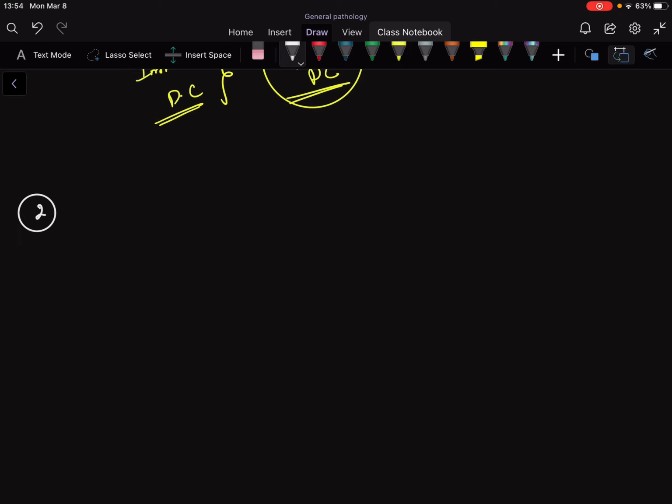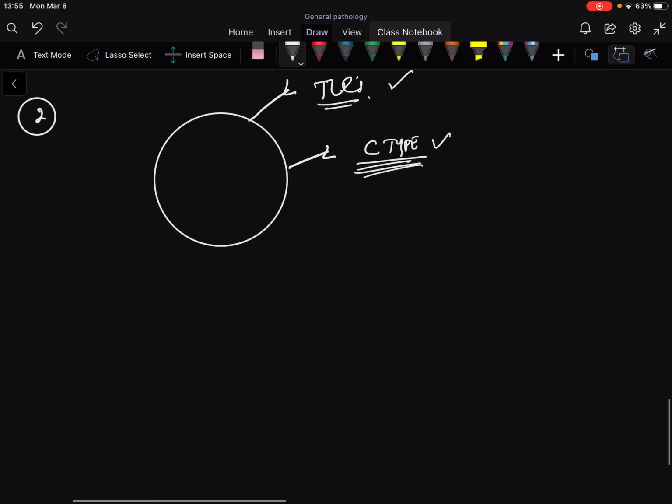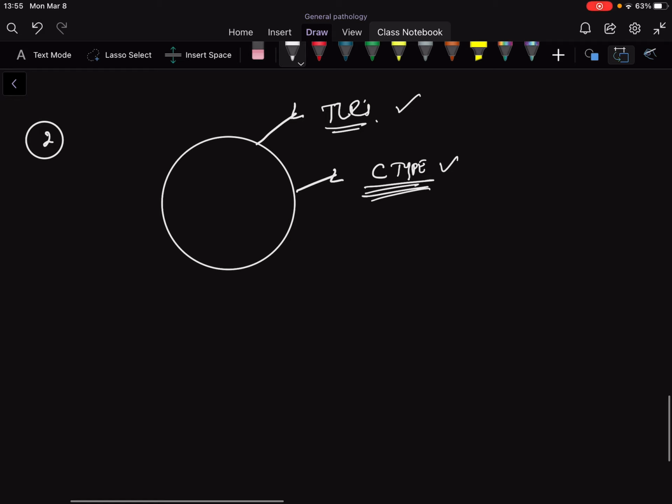The second point is that dendritic cells have a lot of toll-like receptors and C-type lectin receptors. What are these? These help in binding of bacteria. Please watch my previous videos to know more about toll-like receptors and C-type lectin receptors. So these help in binding of bacteria or antigen.